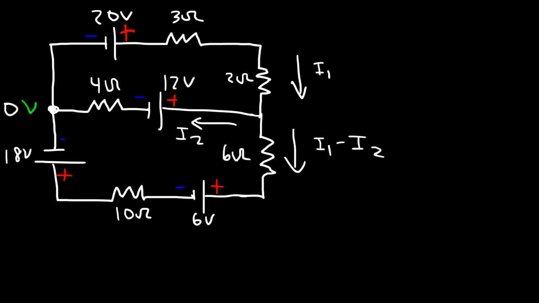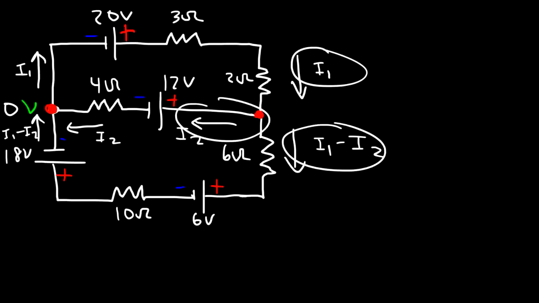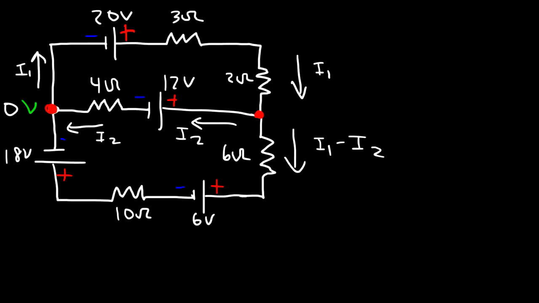Now before we begin, there's something else that we need to talk about. Perhaps you've noticed that there's two junctions, and we really don't need to take into consideration this junction, because the current that flows through the 2 ohm resistor is the same current that flows in that part of the circuit. So this is also I1, and this is I2, and the current that flows here is the difference between I1 and I2. So we get the same currents in that junction, so we don't have to worry about it. That's why we only need to take into consideration one of the two highlighted junctions.